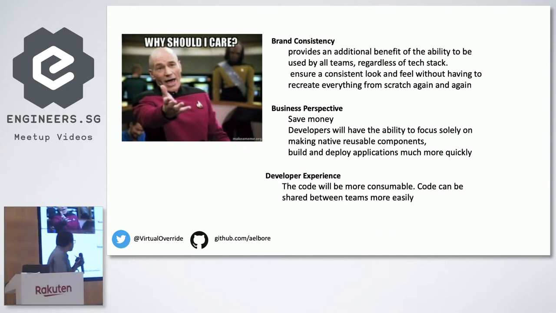And then developer experience. The code will be more consumable. Code can be shared between teams more easily. So if one team is using a date picker, they can reuse it also in their project. So they don't need to rewrite it.